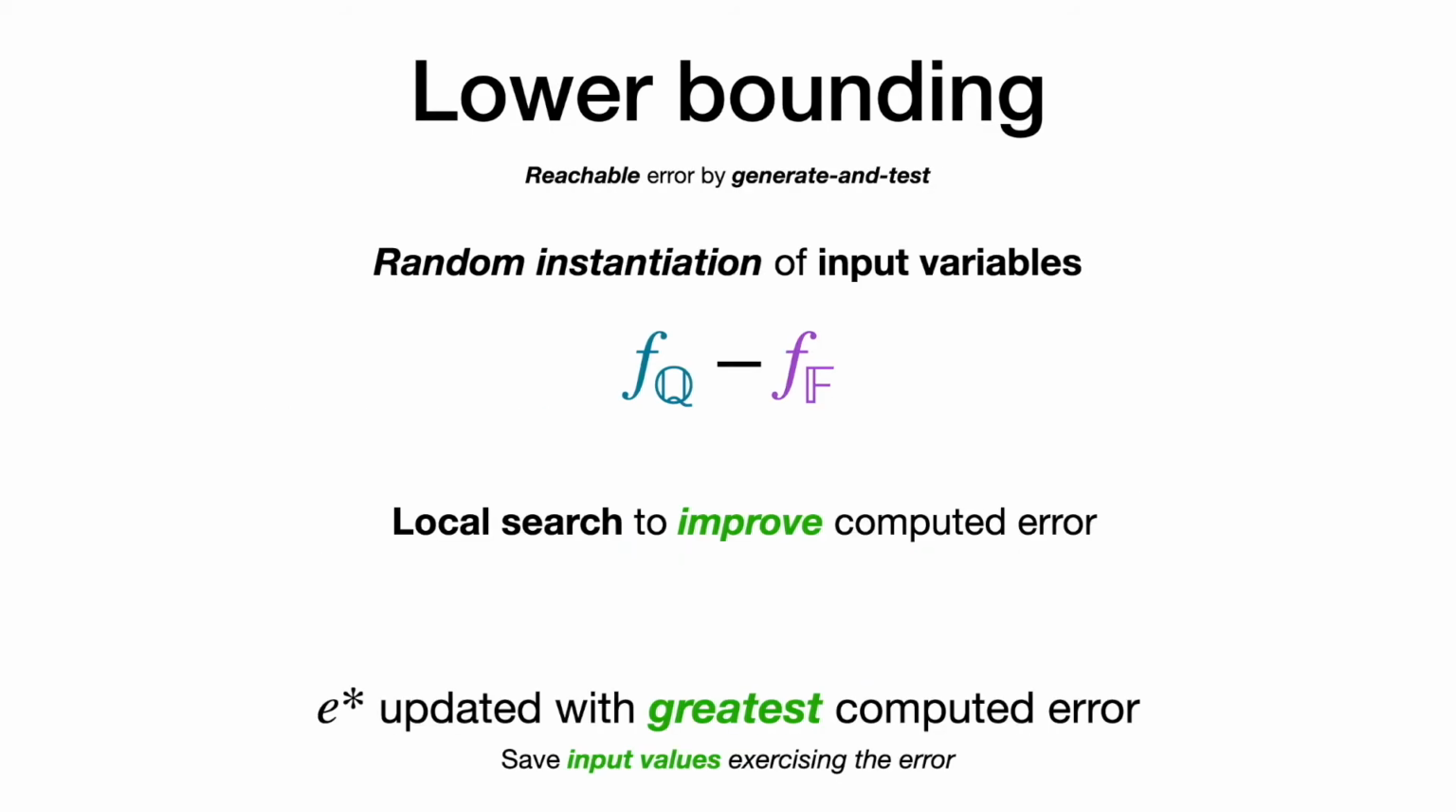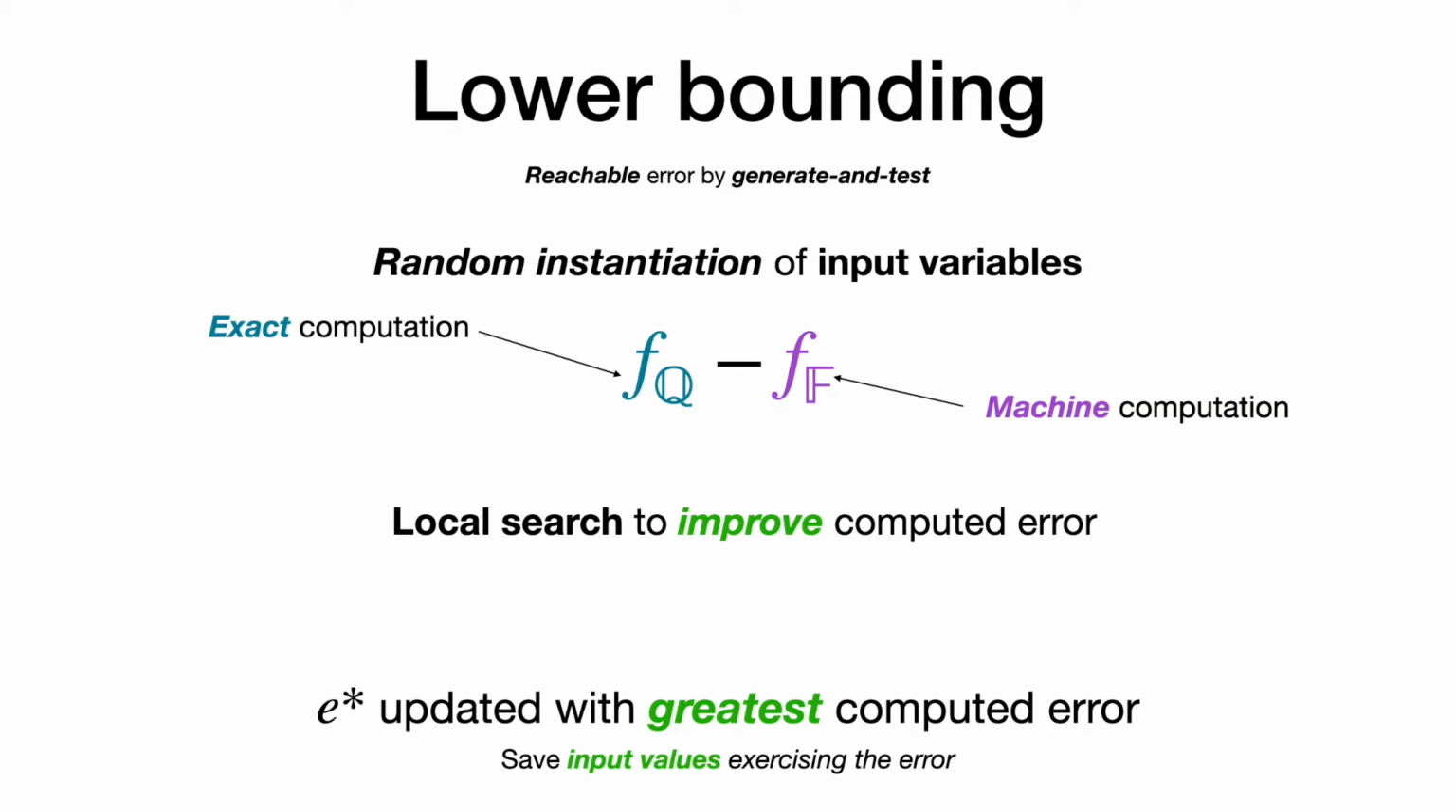As I've said before, it is the reachable errors that we compute with the generate and test. So first, we do a random instantiation of input variables with respect to their domain of values. After this, we can consider a function f that represents all the computation done inside the program we want to analyze. We will do an exact computation of this function over rational numbers, and a machine computation of this function over floating point numbers. Doing the difference between the result of both functions will give us a reachable error.